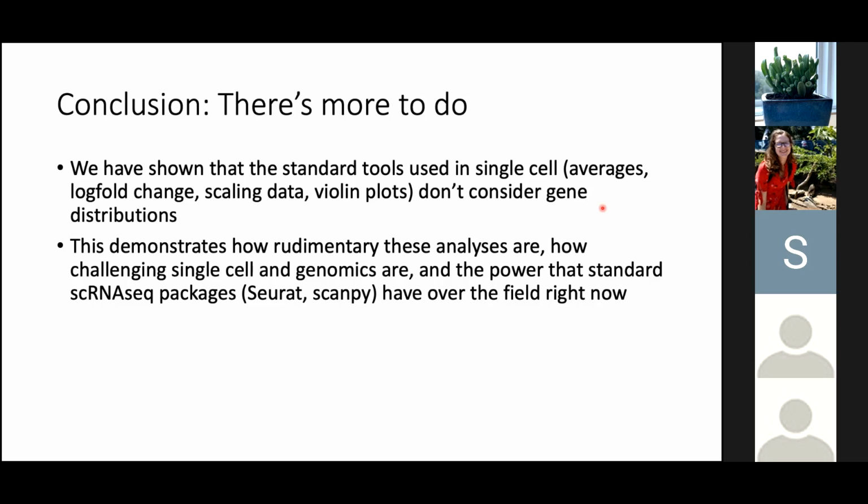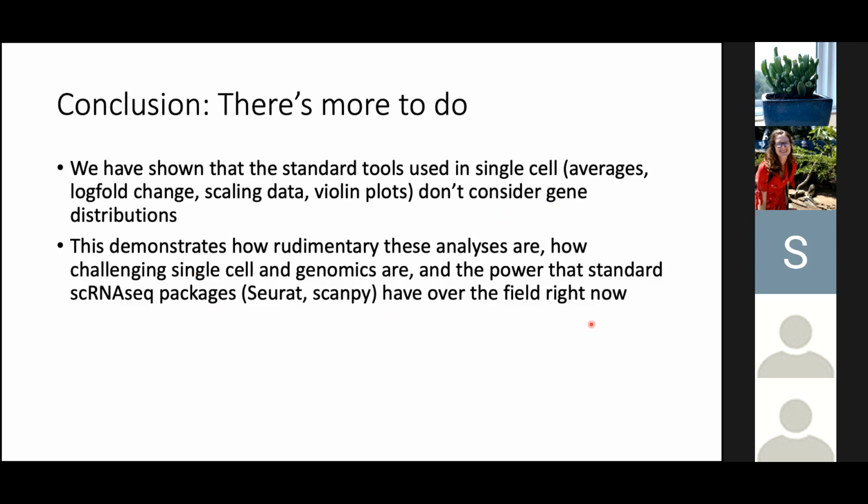Again, I don't come from a computational background. I've literally published papers where I show gene averages. So be warned. I think this shows how much more growth is needed in this space, and how challenging single cell and genomics are. And on a more practical note, it shows you the power that standard packages have over the field right now.